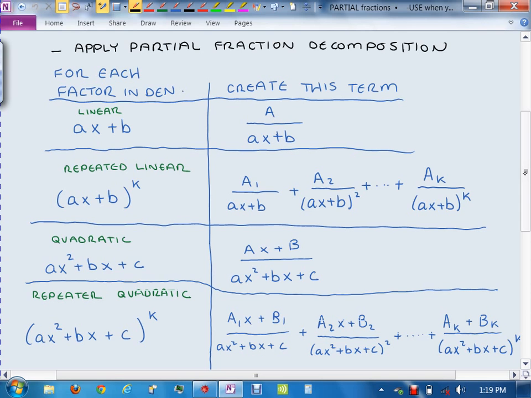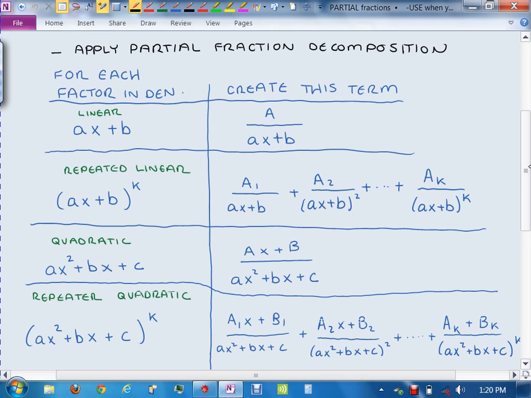Now, if you have a repeated linear factor, that means you have a factor in the denominator that's raised to a power like 2 or 3 or 4, then what we have to do is this. This means a number A1 over the linear factor, then another number A2 over that linear factor squared, then another number A3 over that linear factor cubed, and we keep doing that until we get to the last power. So if this was a 5, we would have this over this squared, this over this cubed, this over this to the 4th, this over this to the 5th, and that's when you would stop. Make sense? We'll see it play out here.